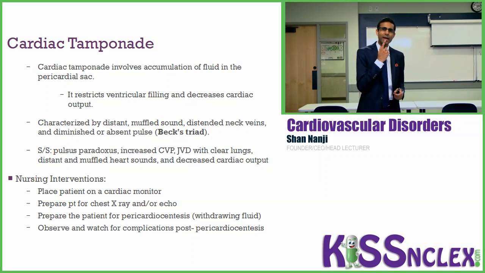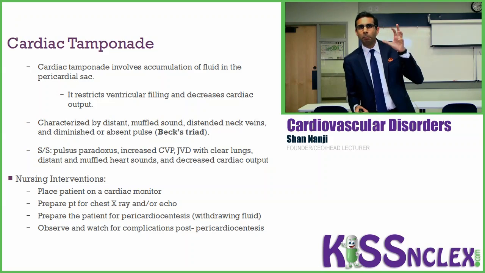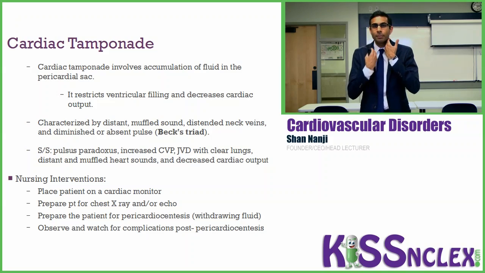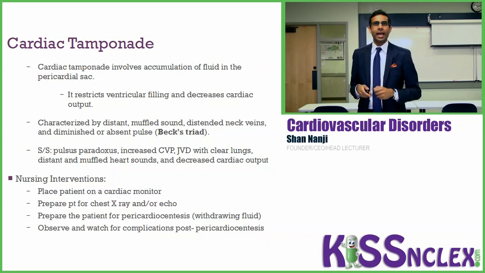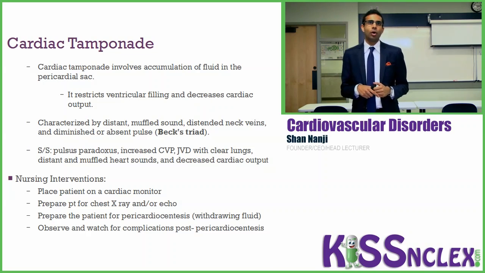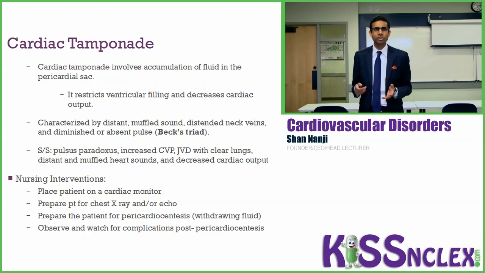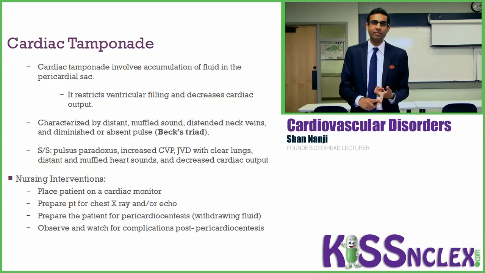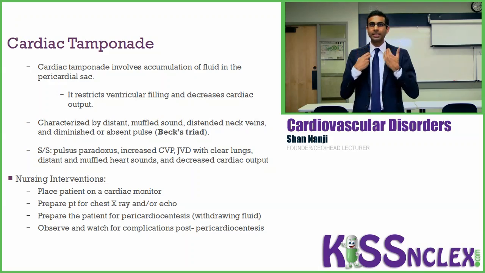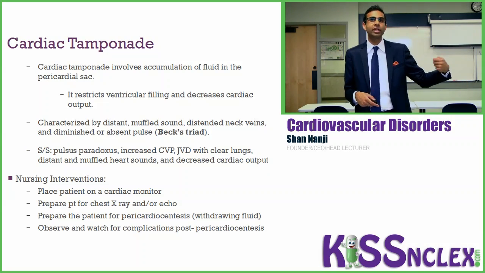So how are you going to know if it's cardiac tamponade? Well, it's characterized by distant, muffled sounds. You can have distended neck veins, right, because it's not allowing ventricular filling, so it's backing up, as well as diminished or absent pulse, and this is your Beck's triad, okay? Signs and symptoms include pulsus paradoxus, which is the difference in pulses between the extremities. Increased CVP and jugular venous distension. We are talking about distended neck veins, but it's JVD with clear lungs, okay? JVD with clear lungs on this one.